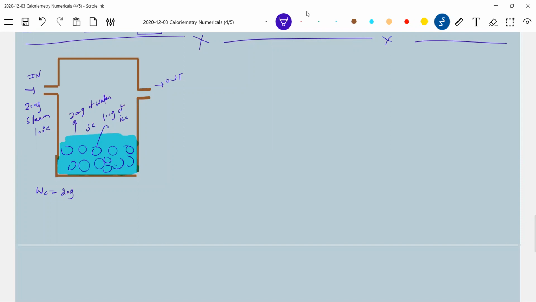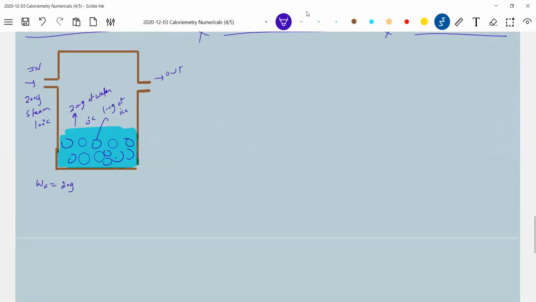So 200 grams of steam at 100 degrees Celsius will enter. So 200 gram of water and 100 gram of ice at 0 degrees is there in the calorimeter. What will be the final temperature and content of the calorimeter? The same ideas here, the water equivalent of the calorimeter also will come in.